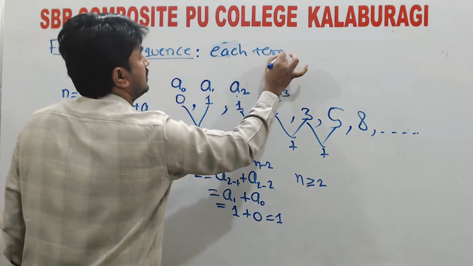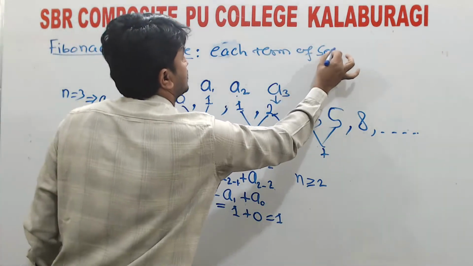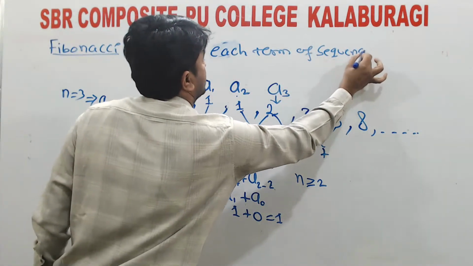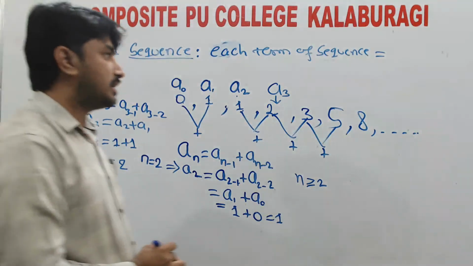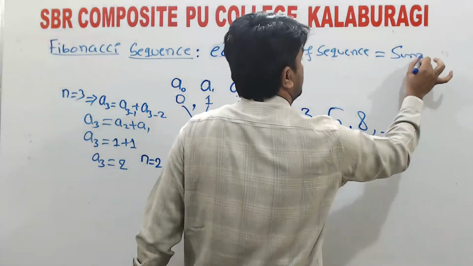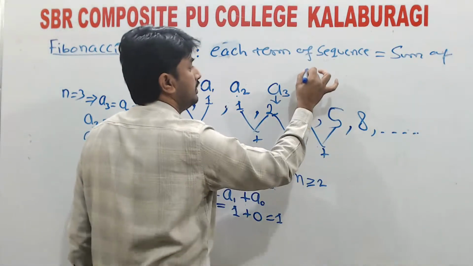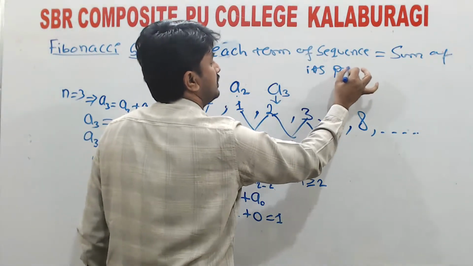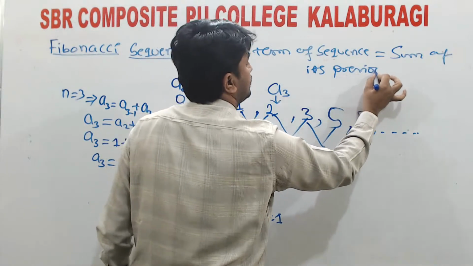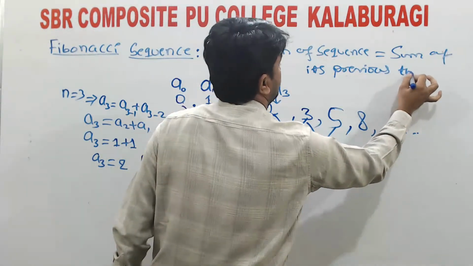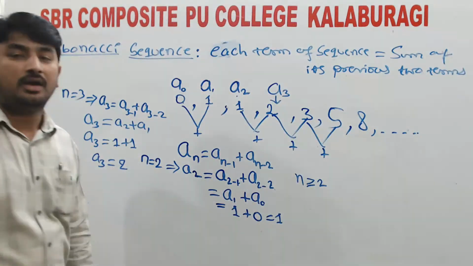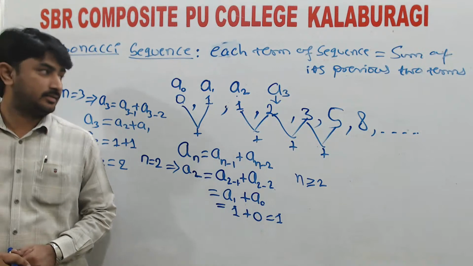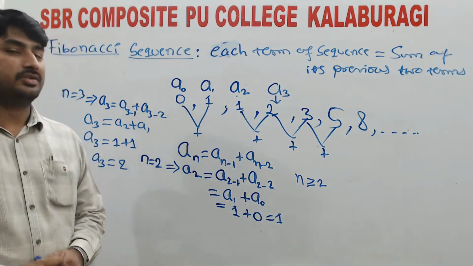Each term of the sequence is equal to the sum of its previous two terms. That is called the Fibonacci sequence. I hope that you have understood this one.